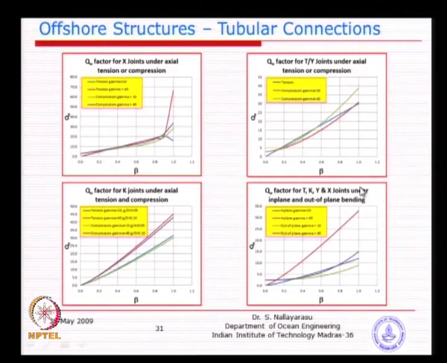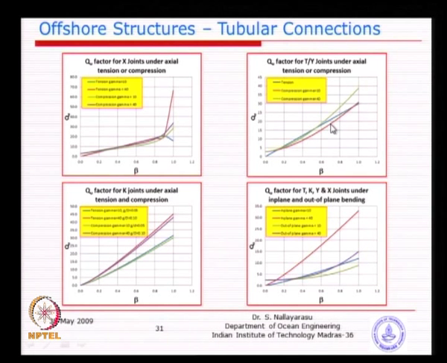I have just plotted this to find out what could be the range of Q values that you will get. If you look at the right hand side first, the Q value for a T joint, there are three colors you can see: tension, and compression with two different values of gamma. Gamma is your d by 2t. So, basically you can see a band of values.